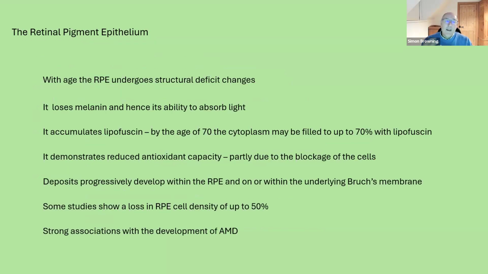So with age, the retinal pigment epithelium is going to undergo structural deficit change. You can't avoid it. It loses melanin and therefore it loses its ability to absorb light, and therefore you get more ultraviolet light damage to the cell. And it accumulates lipofuscin. So by the age of 70, up to 70% of the cytoplasm of every retinal pigment epithelial cell will be choked with lipofuscin.